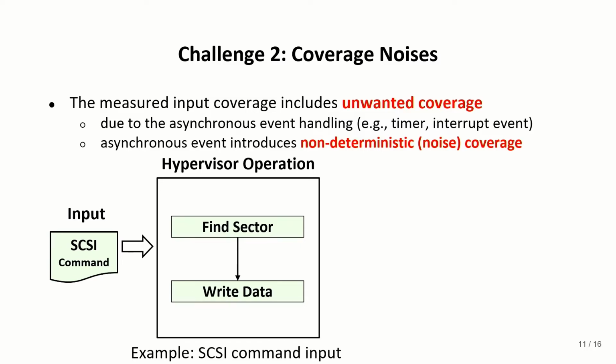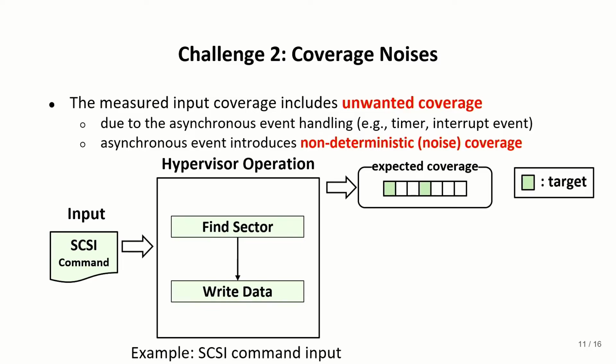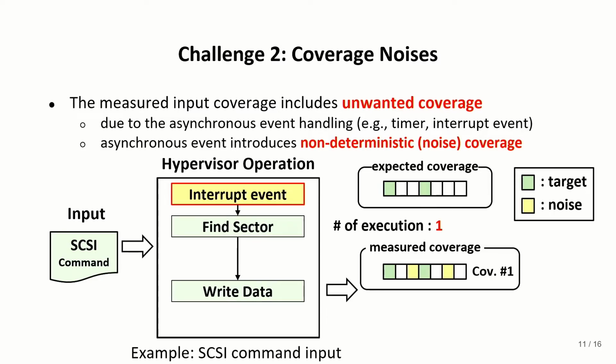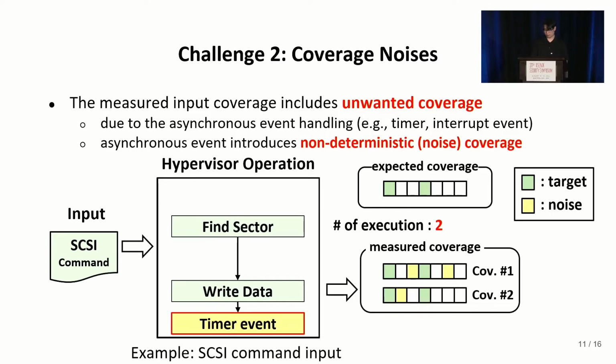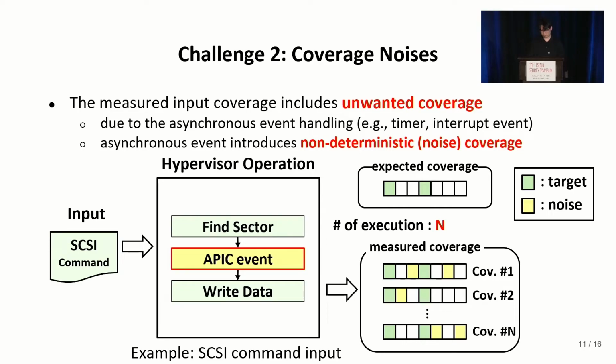We inspect that only target coverage will be measured. However, during the first execution, you can see noise coverage by an interrupt event. During the second execution, noise coverage occurs through a timer event. Eventually, it is difficult to measure clean target coverage because of the various asynchronous events.